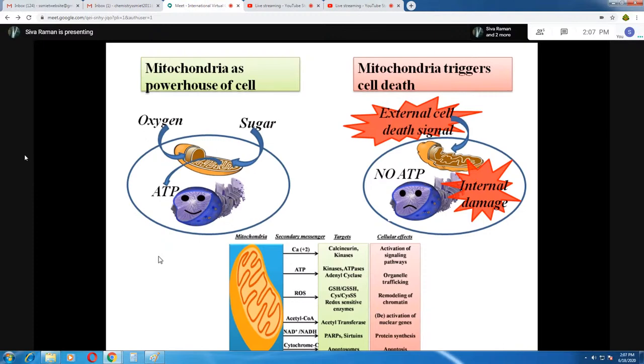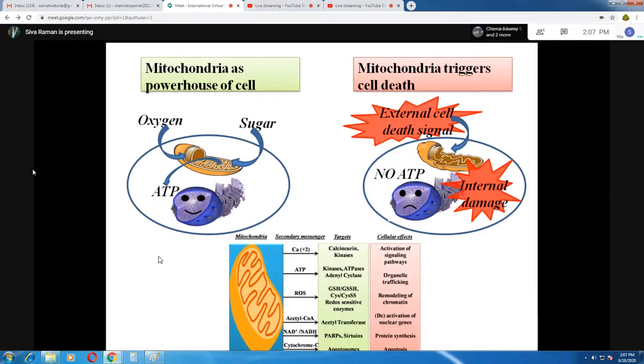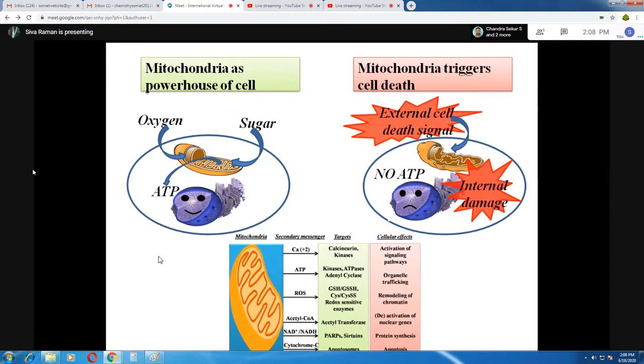I have put a very small slide here showing the various roles played by the mitochondria. In the mitochondria, the calcium ion is the secondary messenger, and its targets are kinases. Nowadays, in the COVID-19 cases, kinase proteins also play a main role in attacking our cells. If the COVID-19 protein enters our body via the ACE pathway, it activates kinases. Kinases are also controlled by mitochondria.